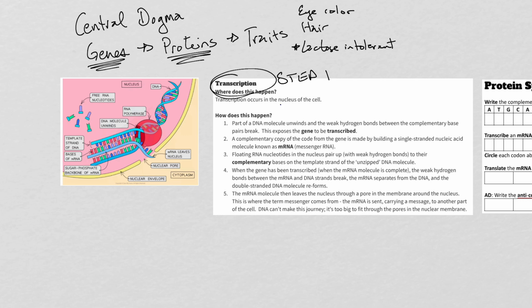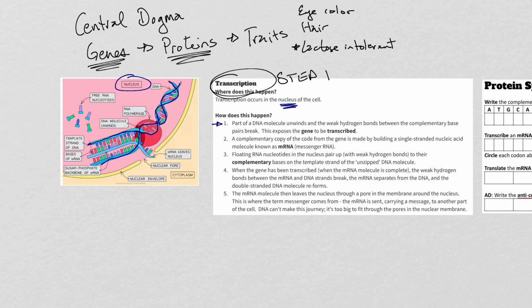Transcription occurs in the nucleus of the cell, and we can see it in our picture here. This is the nucleus. Here is our double-stranded DNA molecule, and you can see that this DNA molecule gets pulled apart. So that is step 1. Step 1 is that part of a DNA molecule unwinds and the weak hydrogen bonds between the complementary base pairs break. This exposes the gene to be transcribed.